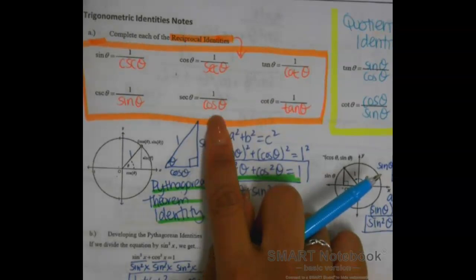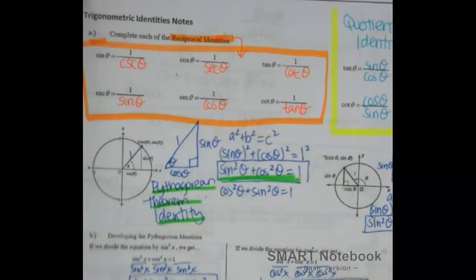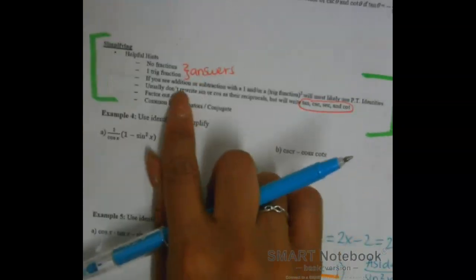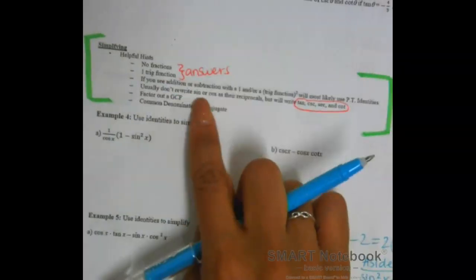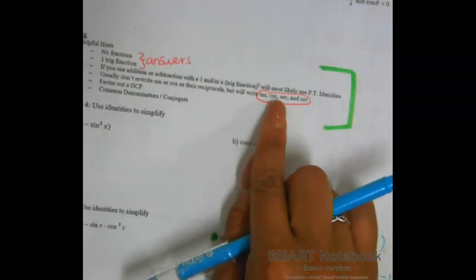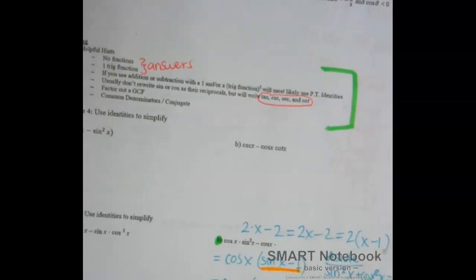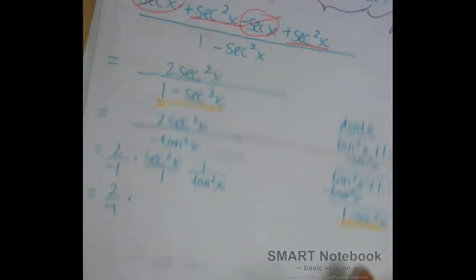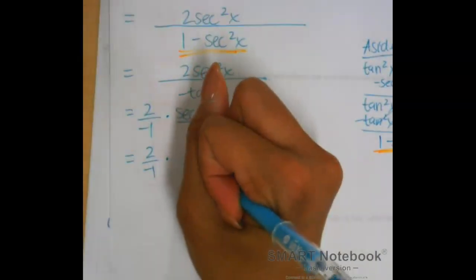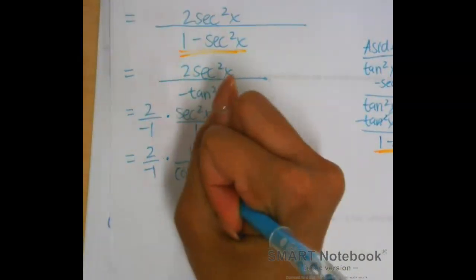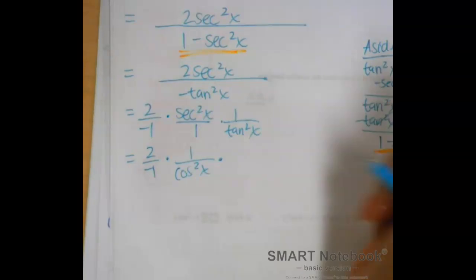We have 1 over cosine. We could try to replace that because, on the page we were just on, I specifically told you, you usually don't rewrite sine or cosine as their reciprocals, but you will write tan, secant, cosecant, and cotangent. You're definitely going to want to rewrite those, hopefully, as a reciprocal. So on this back side, secant squared x is the same as 1 over cosine squared x. And then keep it on that other page.